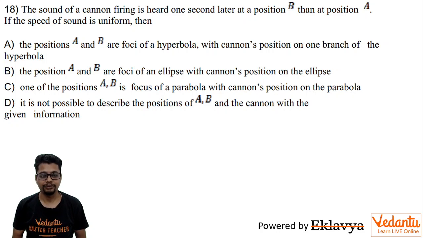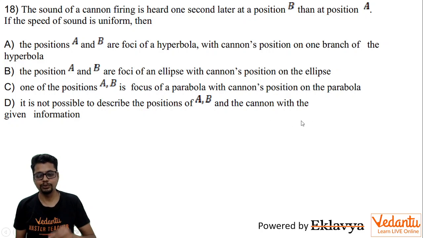First option, the positions A and B are foci of a hyperbola with cannon's position on one branch of the hyperbola. Option B, the positions A and B are foci of an ellipse with cannon's position on the ellipse. Option C, one of the positions A, B is focus of a parabola with cannon's position on the parabola. Option D, it is not possible to describe the positions of A, B and the cannon with the given information.